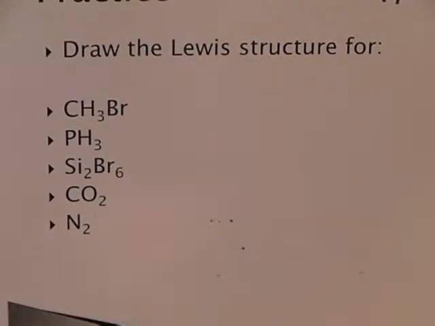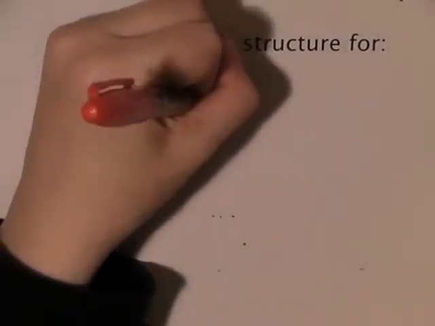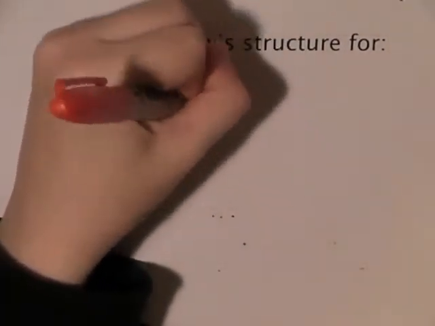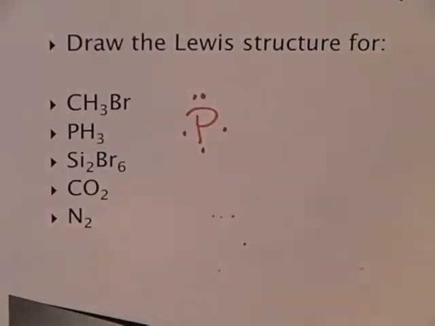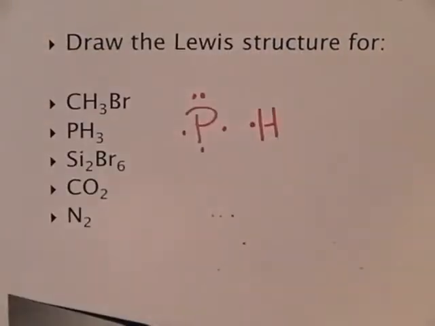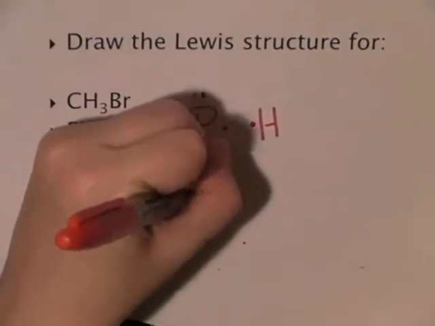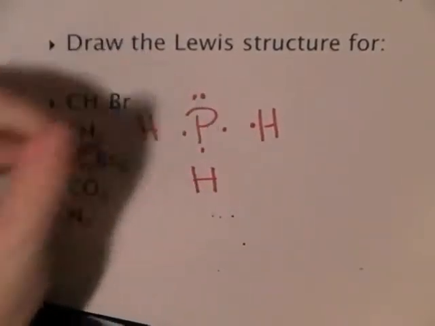PH3. So, phosphorus has how many valence electrons? Hopefully you are all correct when you said 5. And then we've got hydrogen. Hydrogen has how many valence electrons? It's got 1. Again, hopefully you're seeing this pretty quickly now. Who's going to go in the center? The hydrogens or the phosphorus? Good. The phosphorus goes in the center, so that means we draw all the hydrogens around the phosphorus.